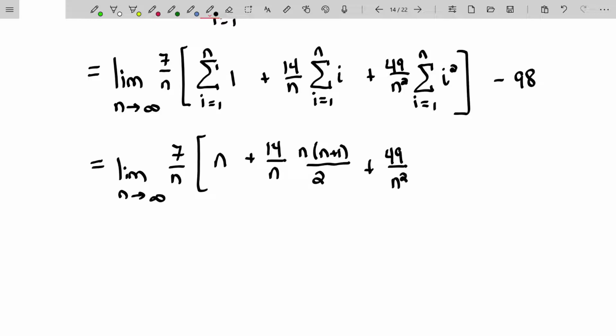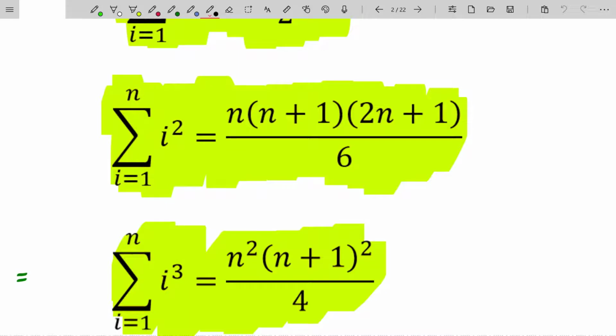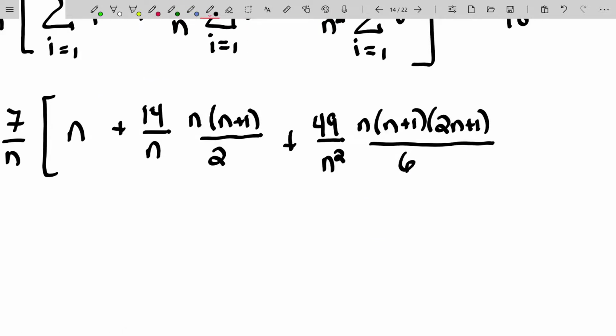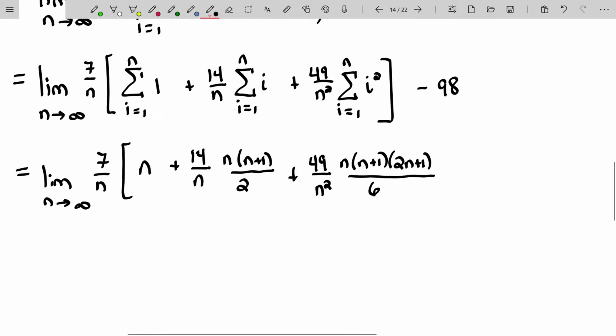We have 49 over n squared. The sum of i squared, that's the oddball of all of those summation formulas. It's going to be n times n plus 1 times 2n plus 1 over 6. And I've written that in there. And so that really cleans up all that summation stuff. We still have a minus 98 on the outside.